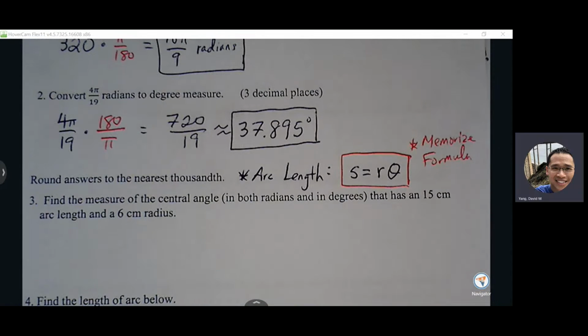All right, everybody okay with 1 and 2? Check here.